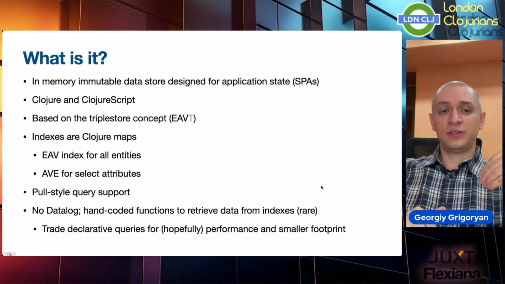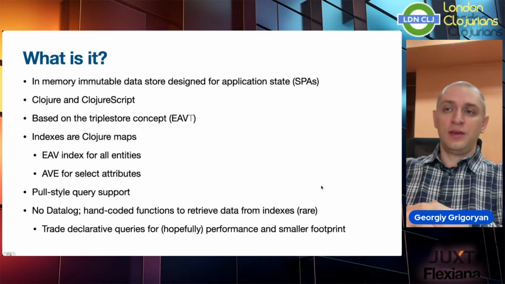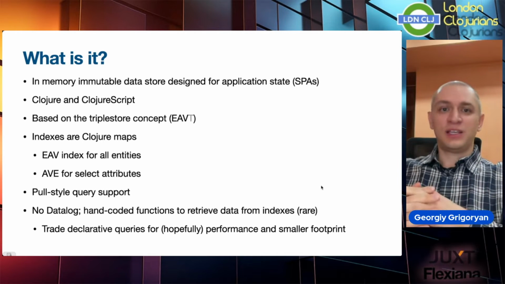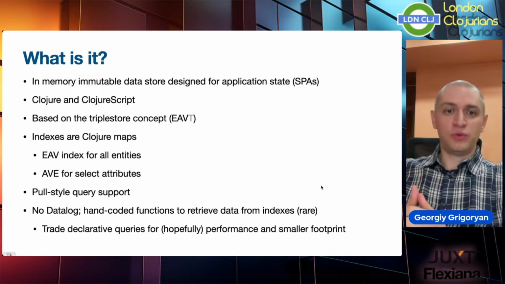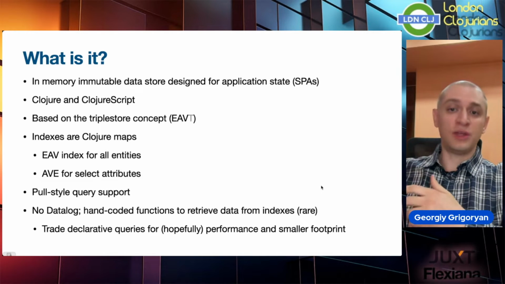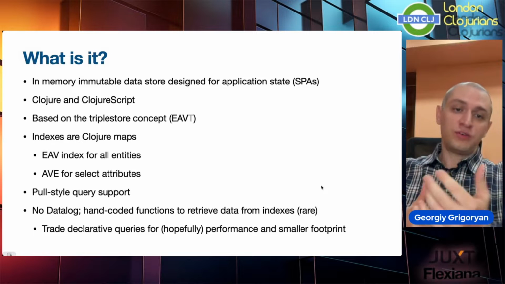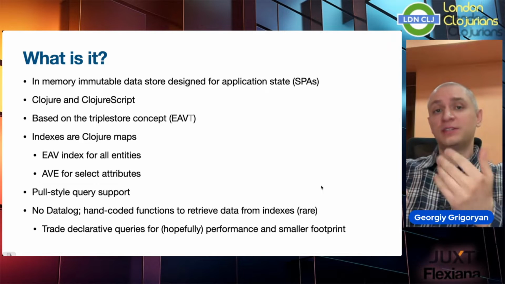For reading data, it supports pull style queries. If you're familiar with Datomic or DataScript, you know what pull looks like, but these are graph queries essentially. There's no declarative way to query the data. There's no Datalog or SQL or anything like that, because 90+% of the time you'll be using pull. When you need something beyond pull's ability, you just hand code a function and leverage the indices, because they're exposed to you, to query the data that you need. Here we're trading the nice declarative queries for hopefully some performance and a smaller footprint. That's the idea.